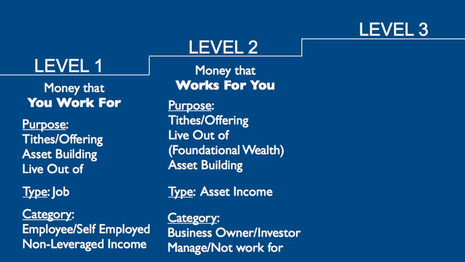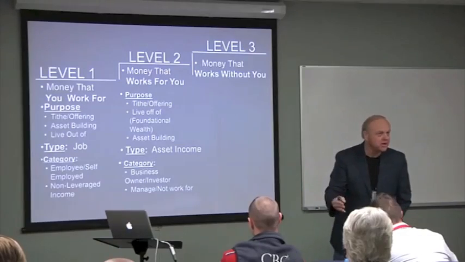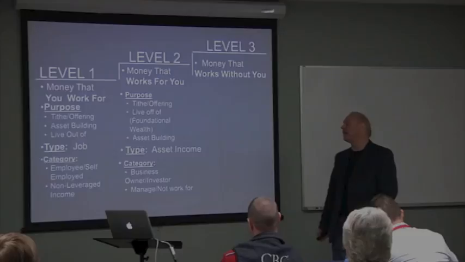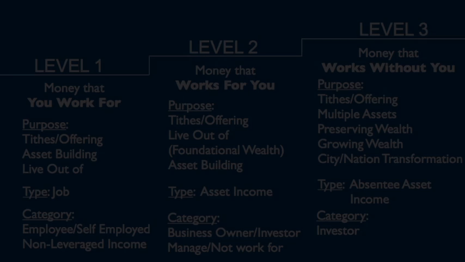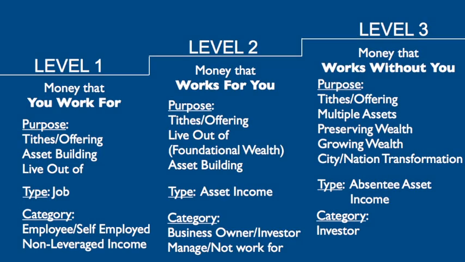So then when we go to level three, this is money that works without you, or, because of philanthrovesting and philanthrovestments, you could say it's money that works for others. And with that, it's also the tithes and offerings. There are multiple assets, and this is what we call absentee asset income. And the categories, you're primarily an investor.